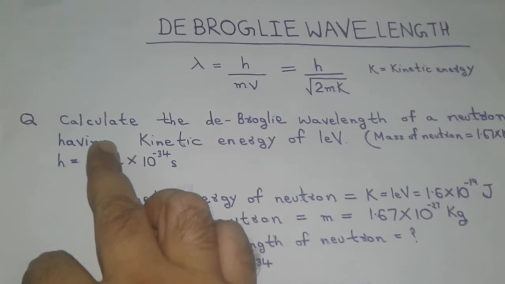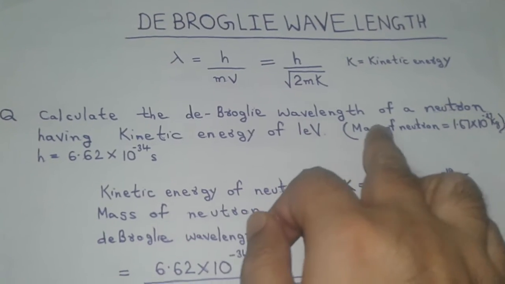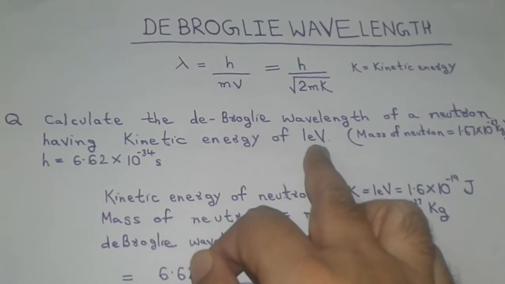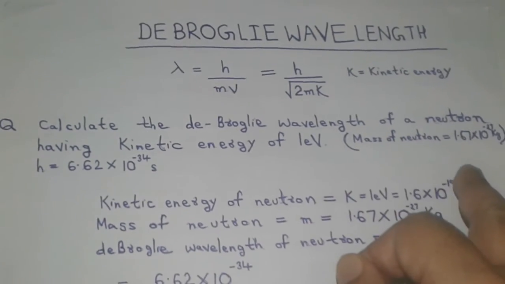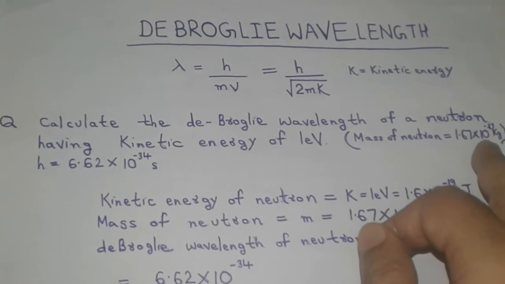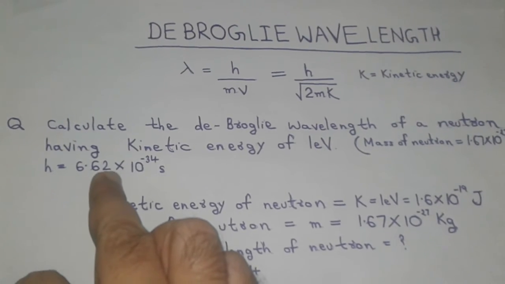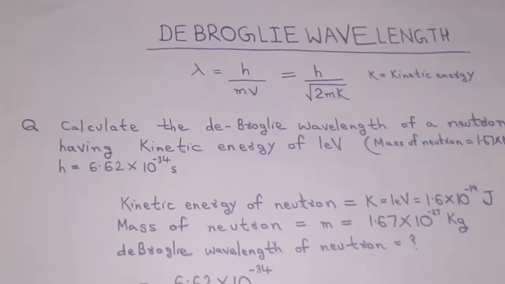Let us consider an example. Calculate the de Broglie wavelength of a neutron having kinetic energy of 1 electron volt. Given that the mass of the neutron is 1.67 into 10 raised to the power minus 27 kg and h equal to 6.62 into 10 to the power minus 34 joule seconds.